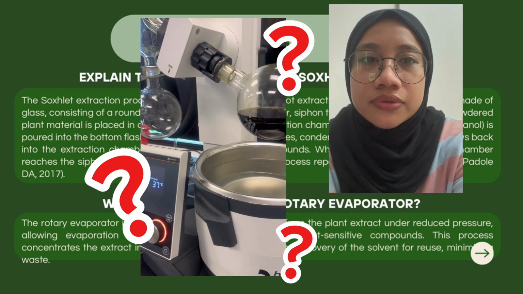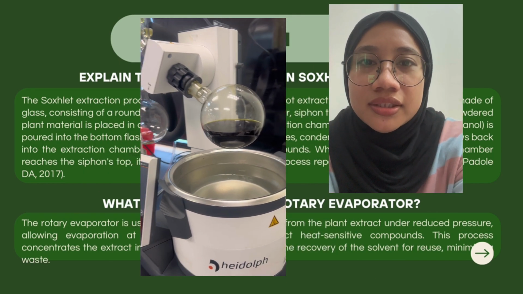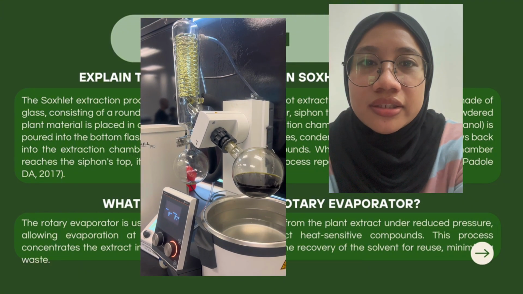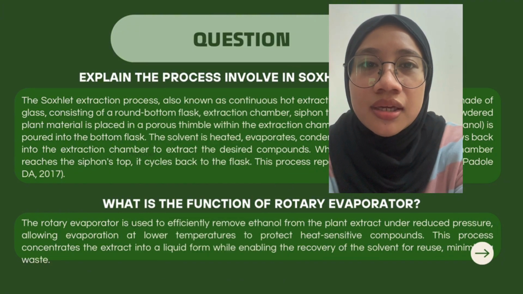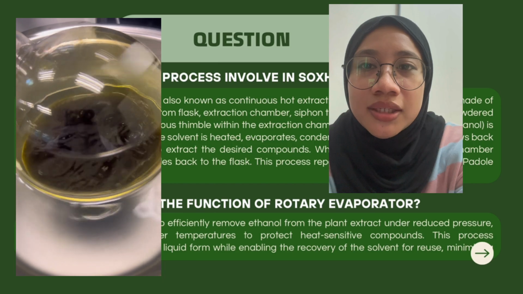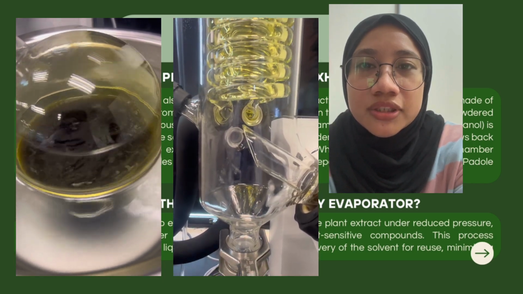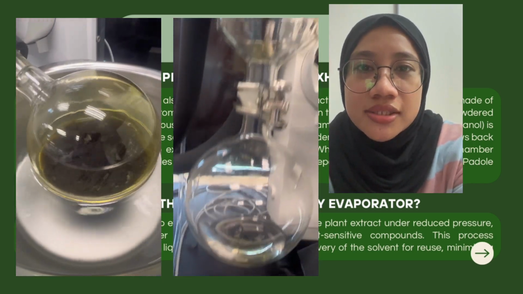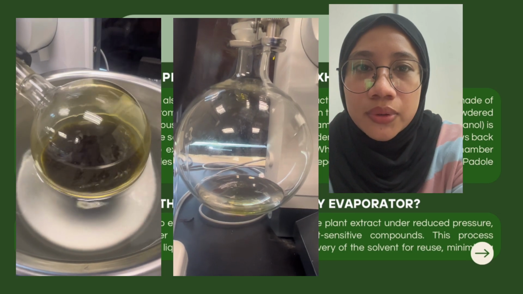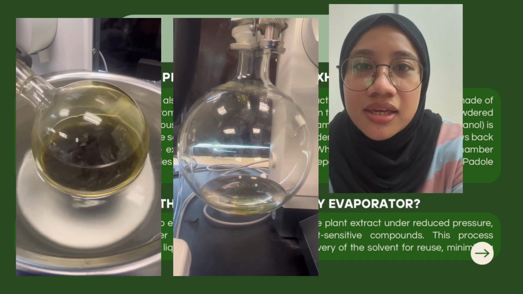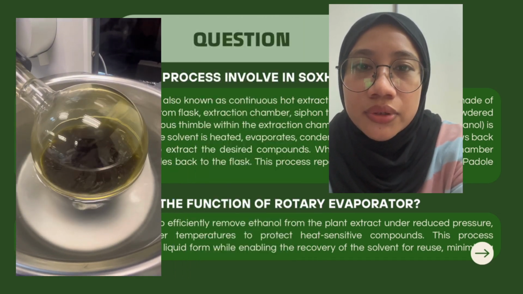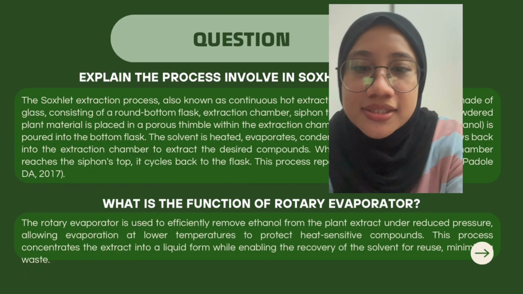What is the function of the rotary evaporator? The rotary evaporator is used to efficiently remove ethanol from the plant extract under reduced pressure, allowing evaporation at lower temperatures to protect heat-sensitive compounds. This process concentrates the extract into a liquid form while enabling the recovery of the solvent for reuse, minimizing waste.